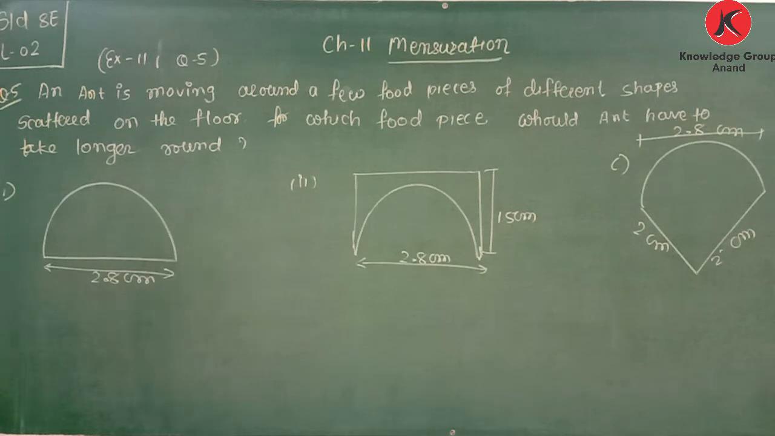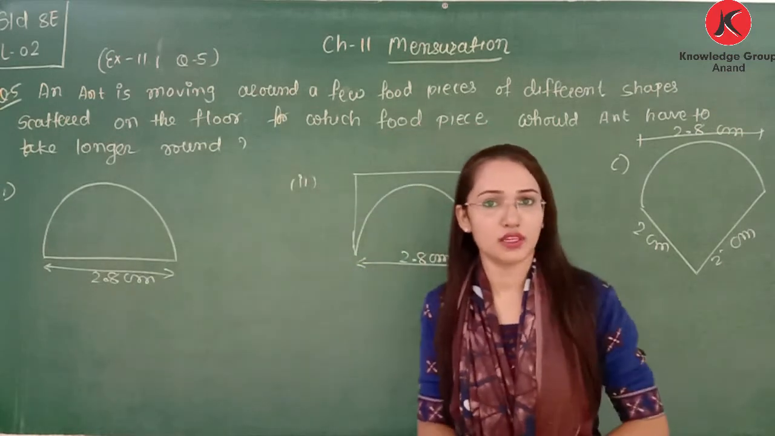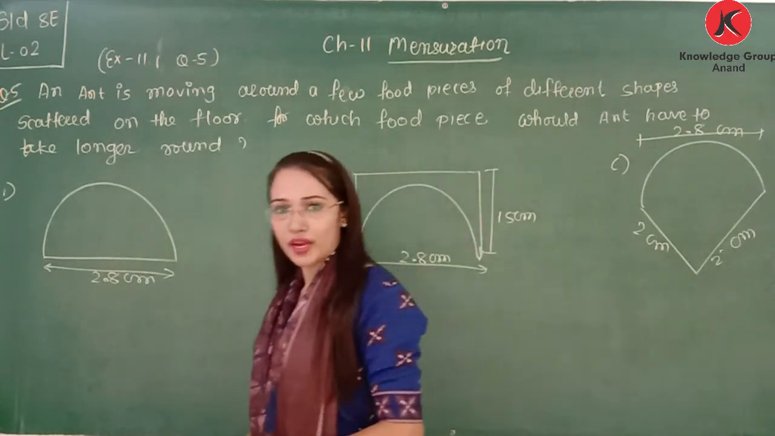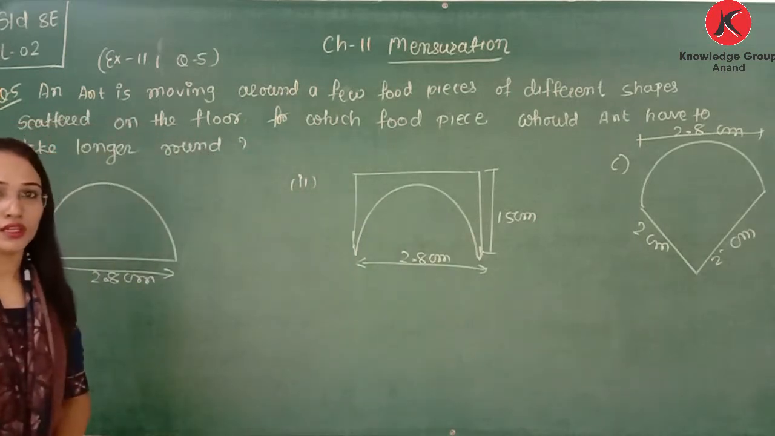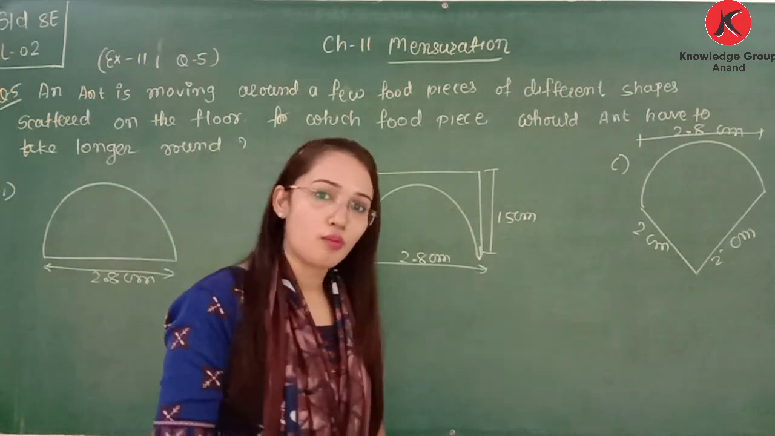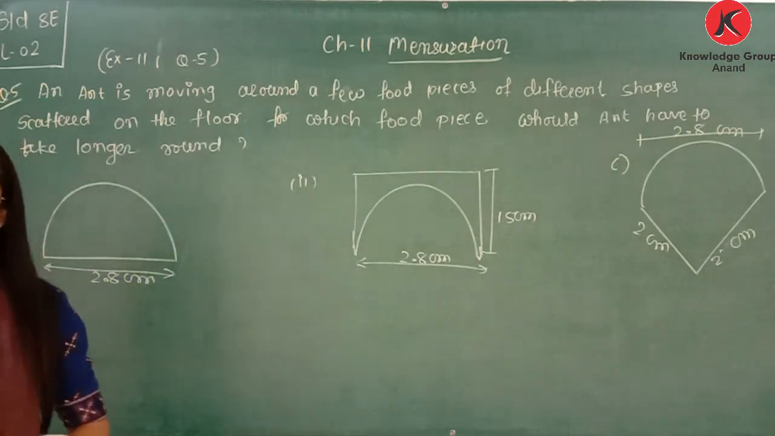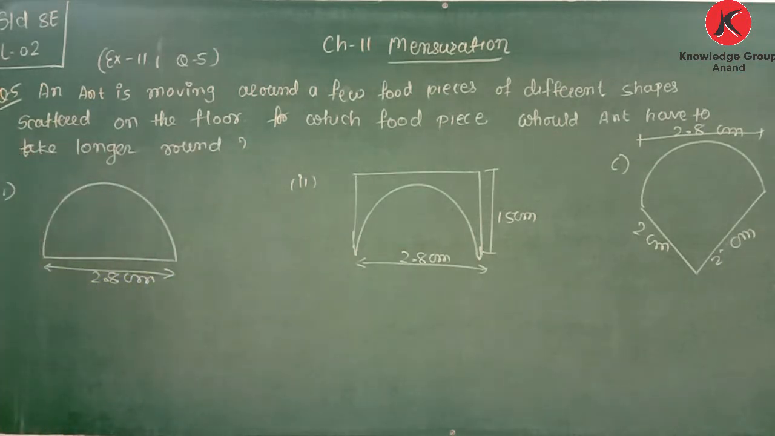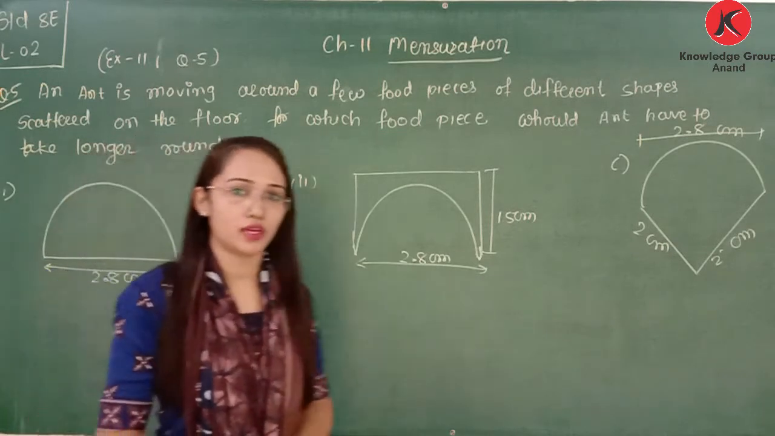Previously, we started chapter number 11, that is mensuration, and we learned different equations. We revised the concepts of 7th standard. We learned the perimeter of a square, that is 4 multiplied by side. Perimeter of a rectangle is 2 times (l plus b). Perimeter of a triangle is the sum of all sides. Perimeter of a parallelogram is also the sum of all sides. Perimeter means the outer boundary. Perimeter of a circle, or circumference of a circle, is 2 pi r.